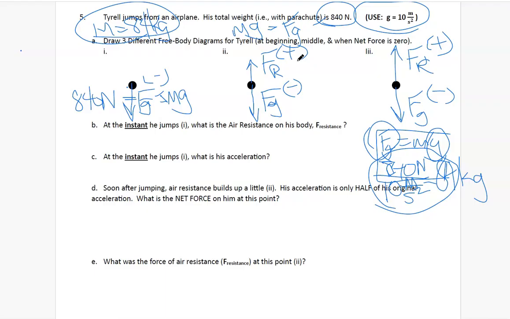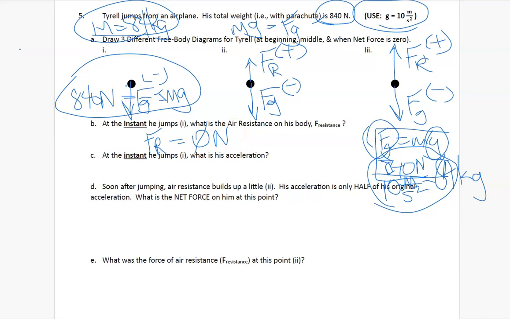All right. So question B says, at the instant he jumps, so that's this free body diagram, what is the air resistance on his body? Well, at this point, he hasn't started moving downward at that very instant, so his air resistance is 0 newtons at this point.